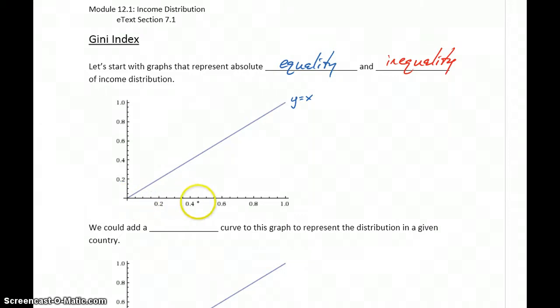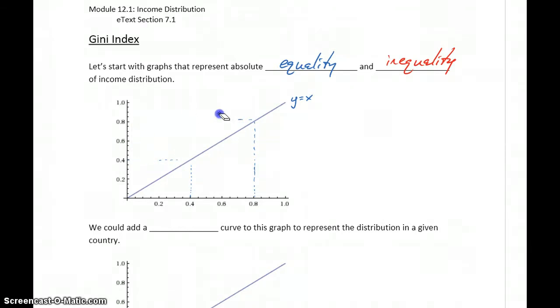So along the x-axis what we have is essentially the percentage of households, and on the y-axis the percentage of income. So if we looked at this, 40% of households make 40% of the income. If we looked at 80% of the households, we would see that 80% of the households make 80% of the income. So that's what we're talking about with exact equality in income distribution.